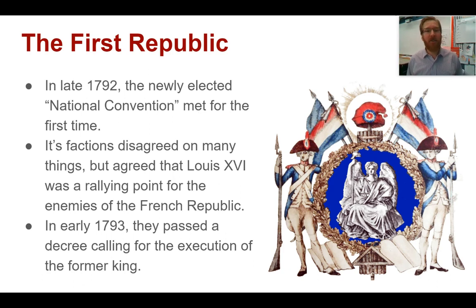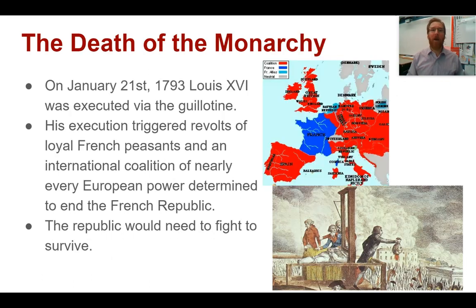In late 1792, the newly elected National Convention will meet. This is now going to be the government of Paris, of France, for a short time. Now, its factions disagree on a lot of things, but one of the things that they agreed on completely was that Louis XVI would be a rallying point for the enemies of the French Republic. So in early 1793, one of their early actions, they passed a law, a decree, that called for the execution of the former king. They wanted Louis XVI to die so that nobody could rally around him.